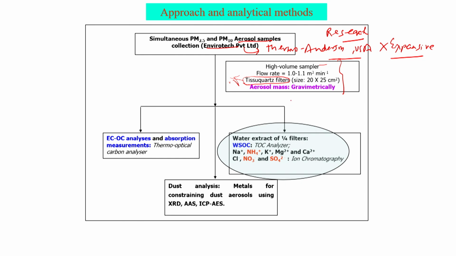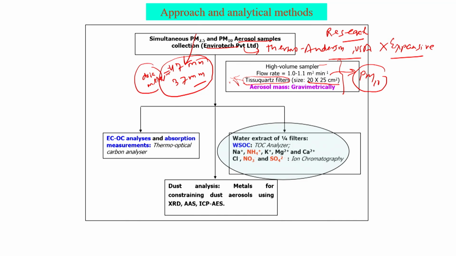When you are doing PM10, you usually have to use 20 cross 25 centimeter square filters, but in Envirotech for the PM2.5 you need to use 47 mm or 37 mm filters. These are diameters, so circular filters have diameters like this, but for PM10 we still use A4 or about 20 to 25 centimeter square. Once you have collected the samples, you do the gravimetric analysis manually.